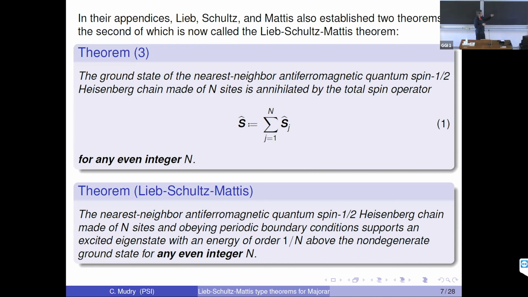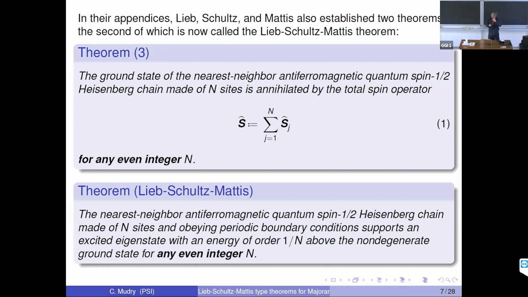Next, and that's what is now called the Lieb-Schultz-Mattis theorem: the same Heisenberg spin chain with an even number of sites, when obeying periodic boundary conditions, supports an excited eigenstate with an energy of order 1 divided by the number of sites above the non-degenerate ground state, for any even integer n. So they were able to construct a state that was orthogonal to the ground state and had an energy of order 1 over n.